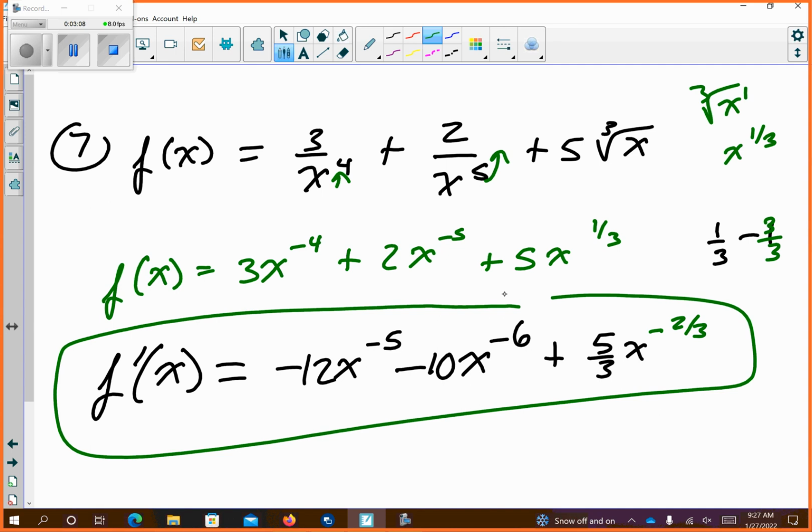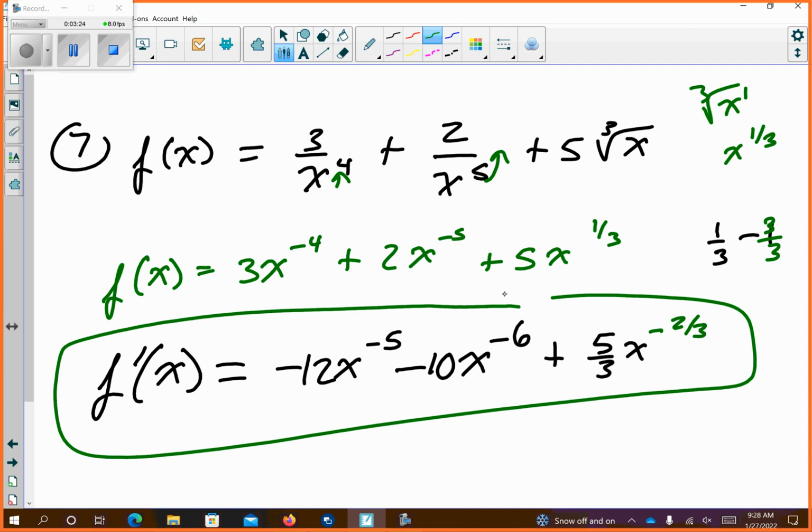Any others you want me to take a look at? Friends, we feel okay? Remember the derivative of a constant is always 0. So a derivative of a number would be just 0. Okay? We good on all the rest of those?